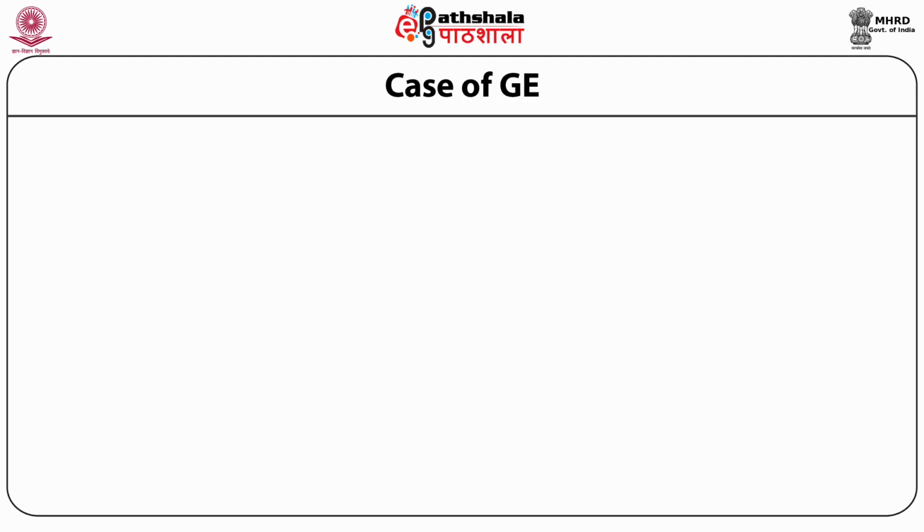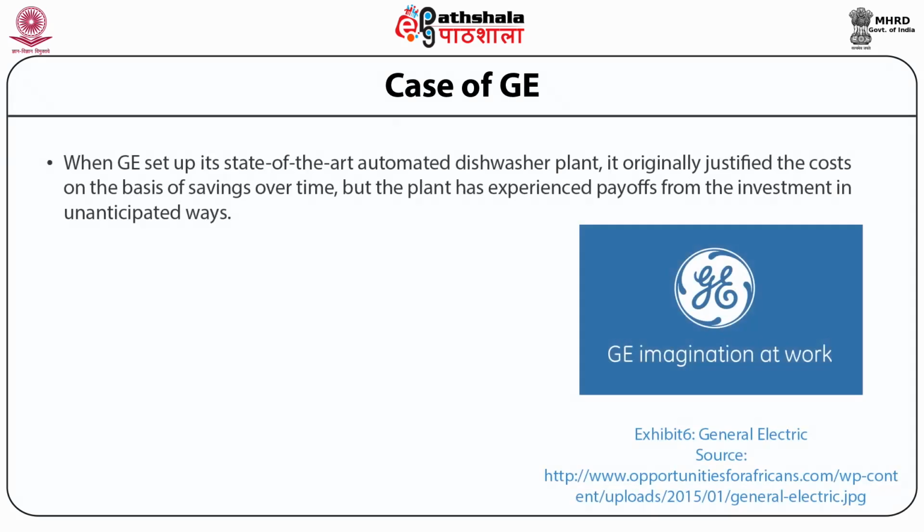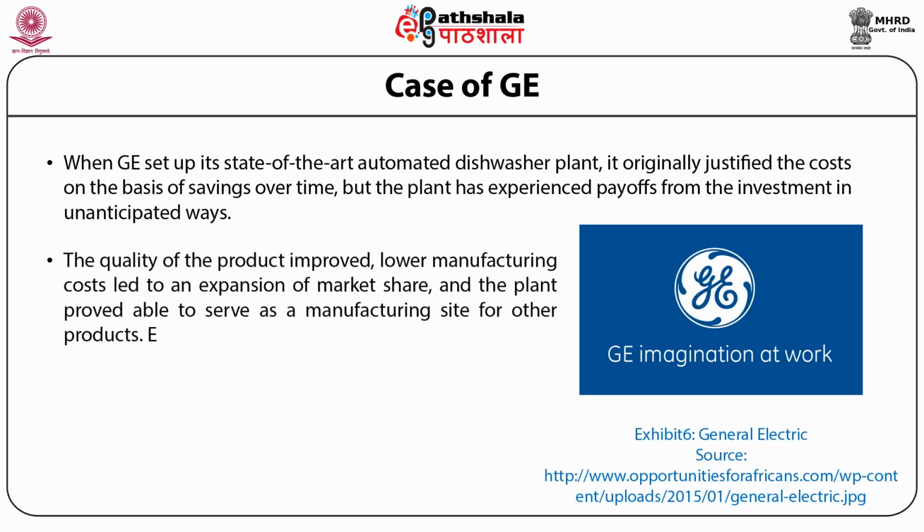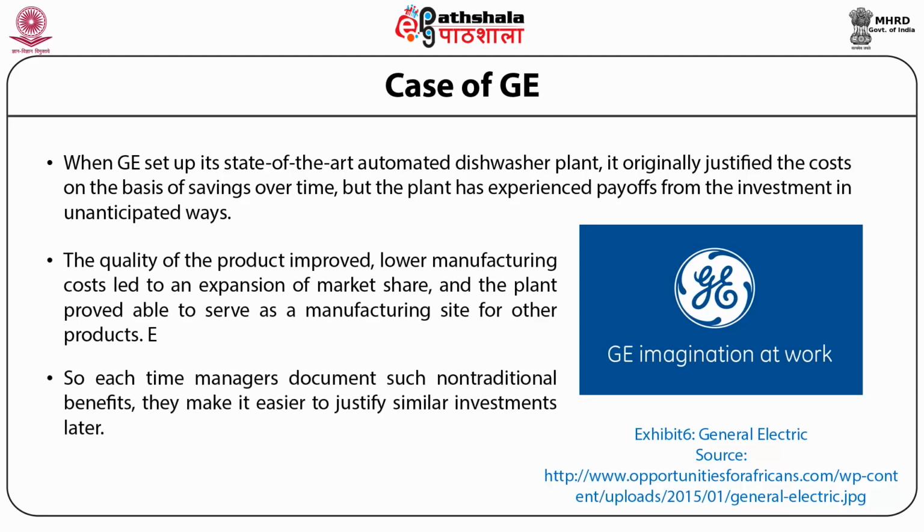Let's take a brief example of the case of General Electric. When GE set up its state-of-the-art automated dishwasher plant, it originally justified the cost on the basis of savings over a period of time. But the plant has experienced payoffs from the investment in unanticipated ways. Quality of the product improved, lower manufacturing cost led to an expansion of the market share, and the plant proved able to serve as a manufacturing site for other products. So each time managers document such non-traditional benefits, they make it easier to justify similar investments later.